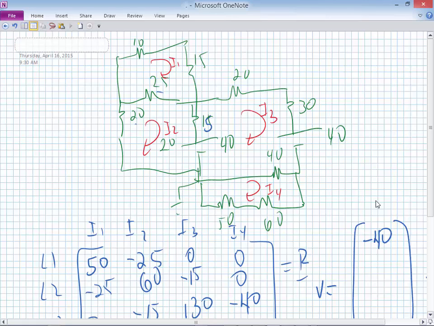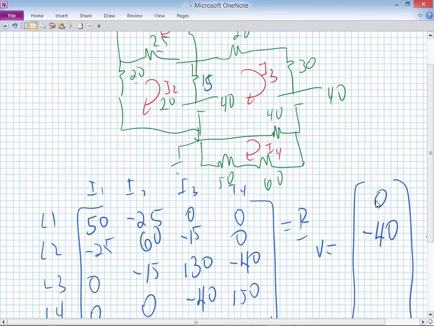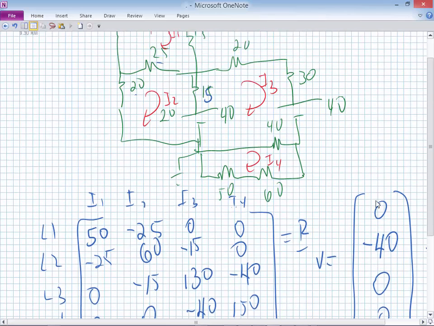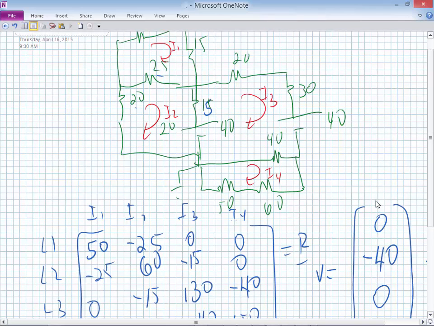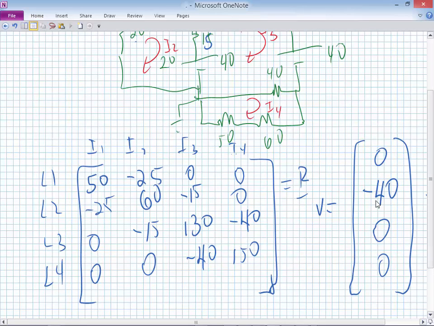Oh, excuse me. Loop 1, I've got 0. Loop 2, I've got minus 40. Loop 3, I'm coming out the positive and coming out the negative, so I end up with a net result of 0. And then loop 4, I've got nothing. So that's kind of interesting, that we only end up with one value in there, negative 40. We'll find out whether we're right, because I'm going to stick this in MATLAB, and then I'm going to stick it in PSpice, and we're going to see if they agree.